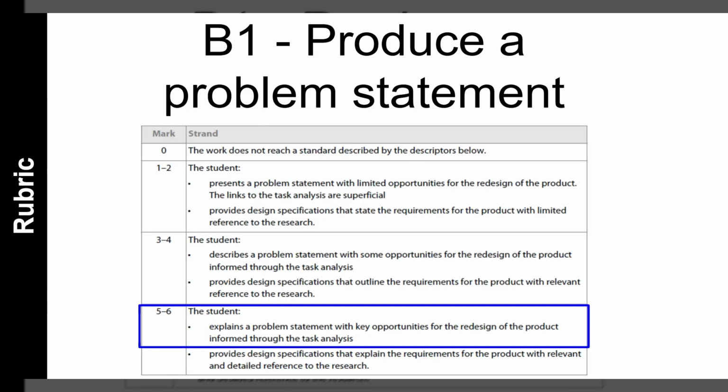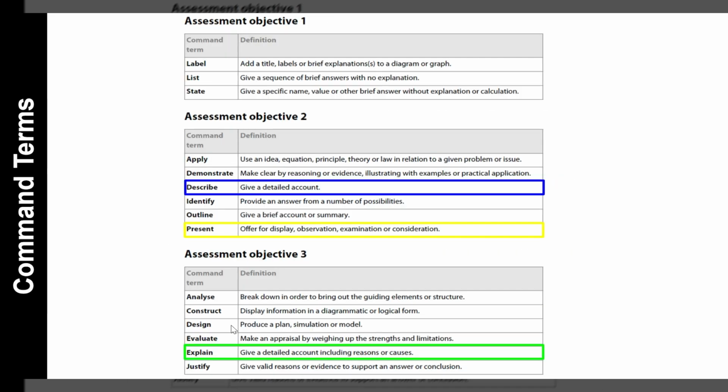Looking at the rubric here, we've got our present, describe, and explains. So just to reiterate these again, present is offer for display, observation, examination, or consideration. Describe is give a detailed account, and explain is give a detailed account including reasons or causes. So you have to factor these in when you're completing your IA, and remember that this is the bottom band, mid band, and basically your top band.